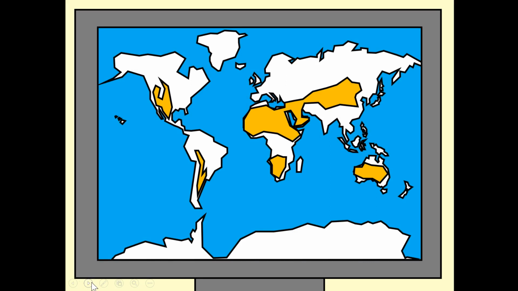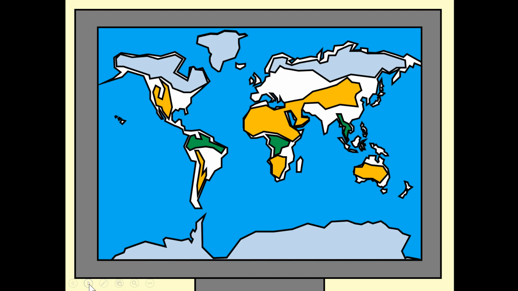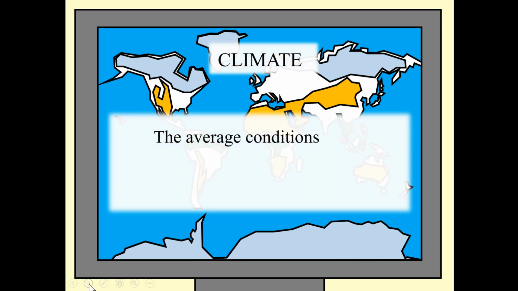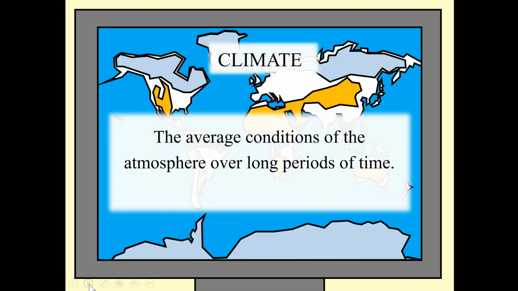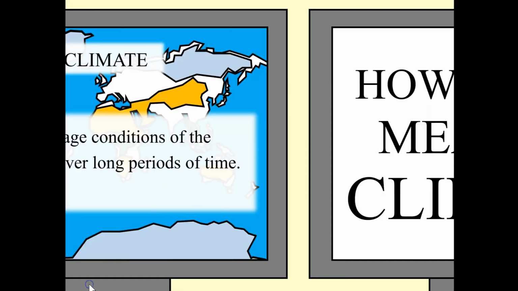Do you know what the climate is in these regions? I hope you guessed desert. What about these? These are the cold Arctic regions. And these are some of the tropical jungle regions of our planet. So climate is the average conditions of the atmosphere over long periods of time. With climate, we talk about average conditions over a long period of time, but also usually over a larger area as well. So let's take a look at some examples.